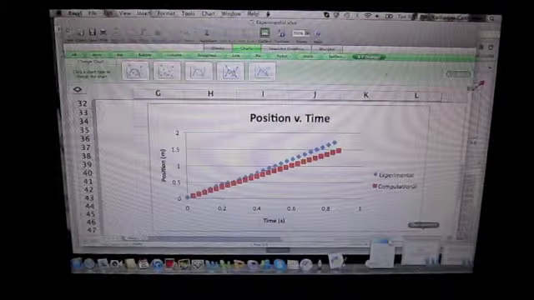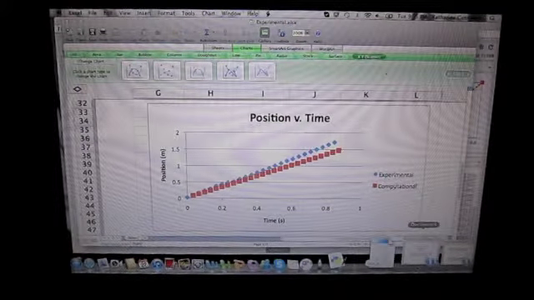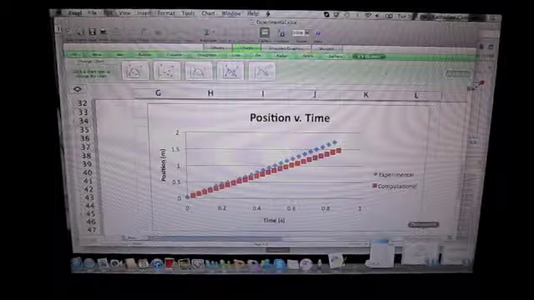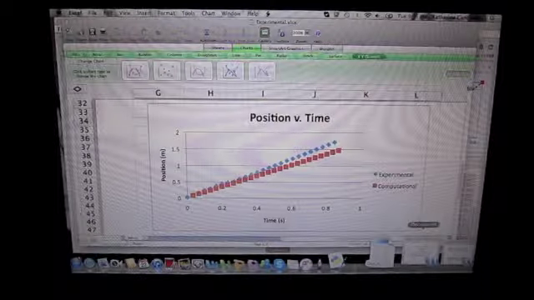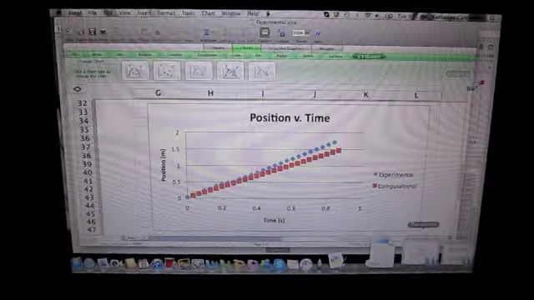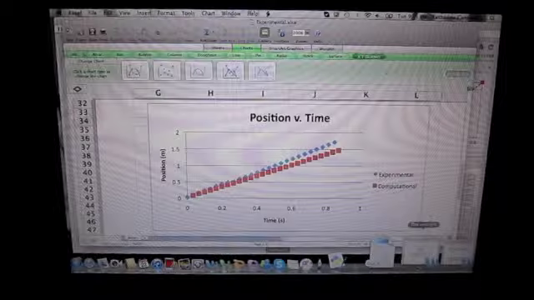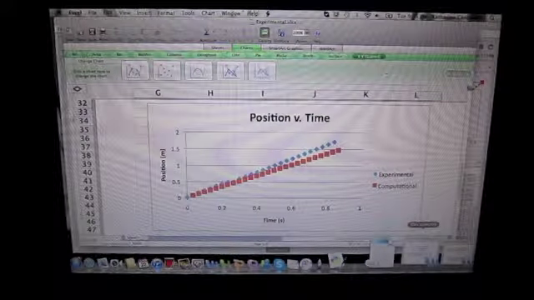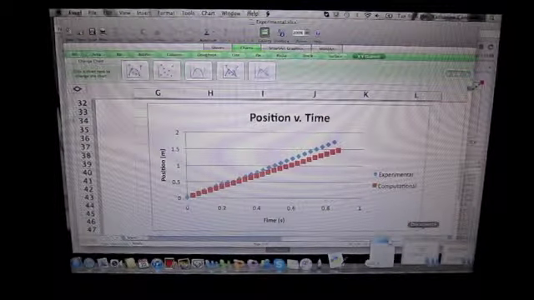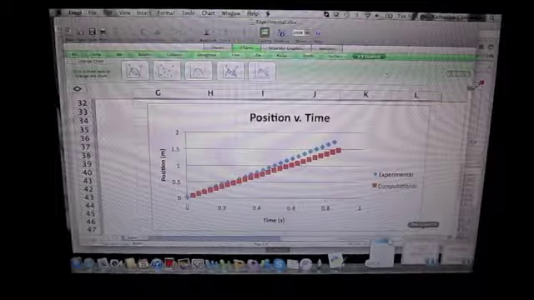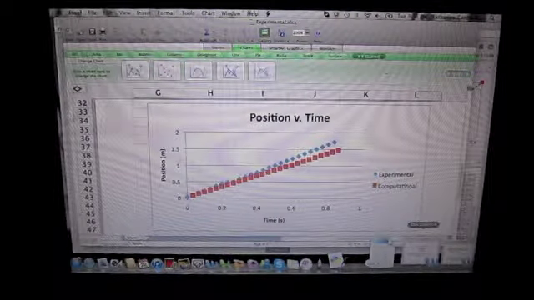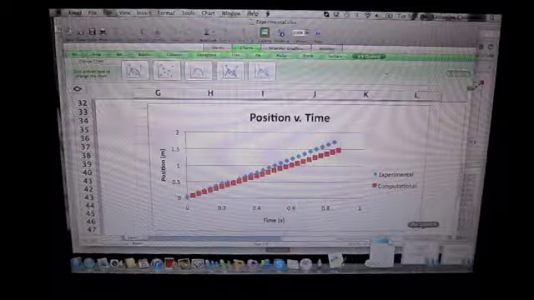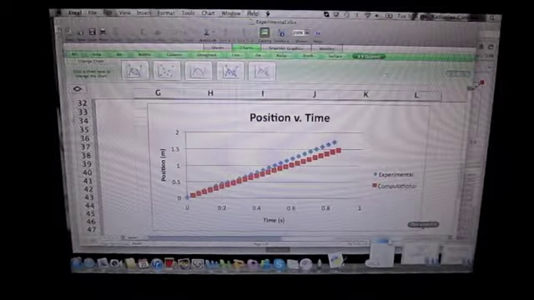A good way to compare the computational model and the experimental model is by graphing them on the same graph. The red squares represent the computational model, while the blue diamonds represent the experimental model. As you can see, they are relatively close, which means one can conclude that the computational model is a good way to predict the motion of an object. Newton's second law, v final equals v initial plus Fnet over m times delta t, allowed us to accurately predict the motion of an object moving at constant velocity in the real world.